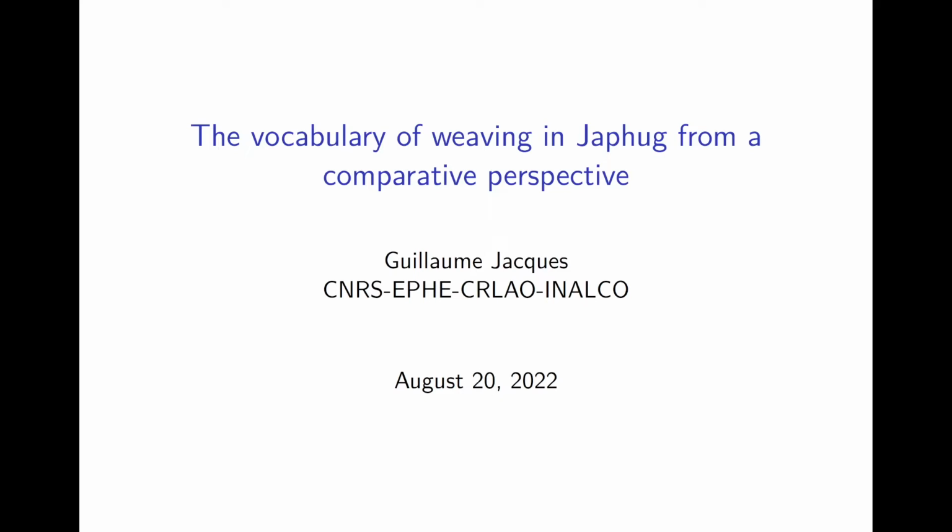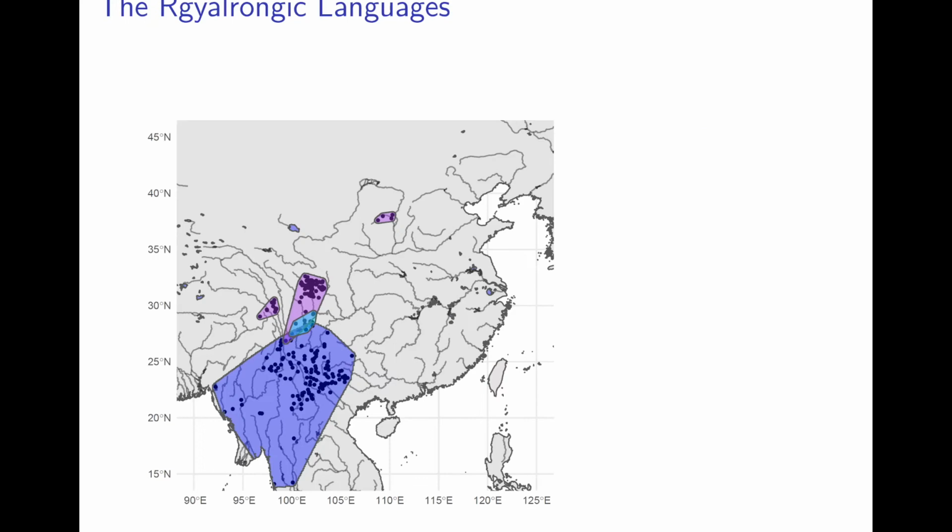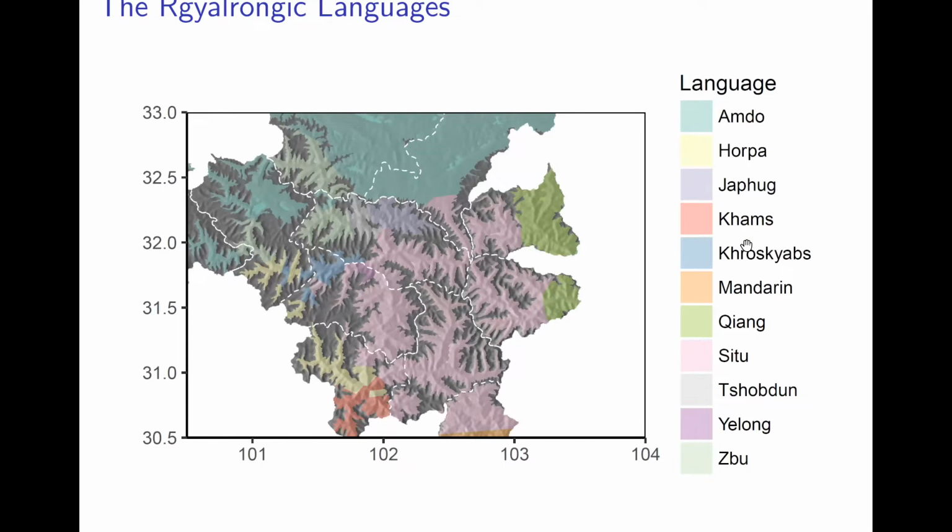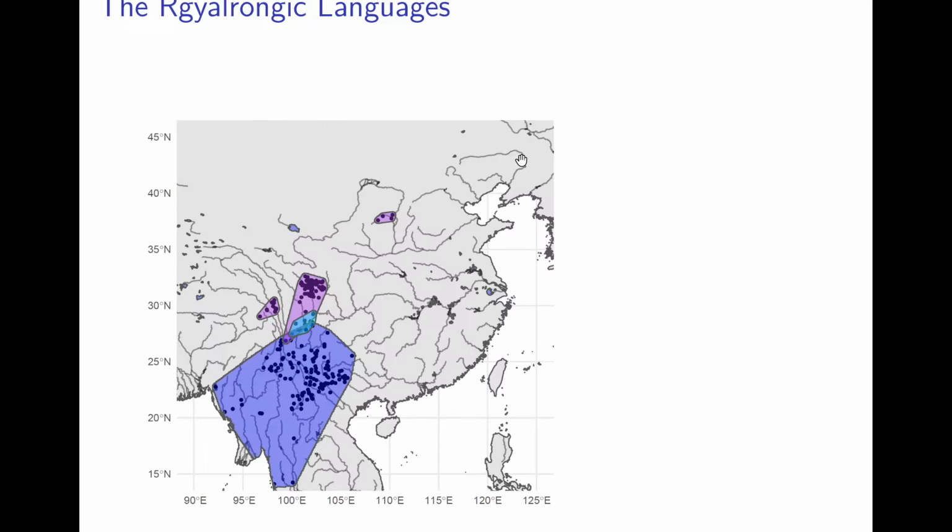So I'm going to talk about Rgyalrongic languages, and one Rgyalrongic language, Japhug, which is spoken here. This is Barkham, a region in Sichuan. Most of you are already familiar, but some who are present today may not know this area well. Barkham is a county in western Sichuan. Rgyalrongic languages are represented on this map in purple, and most of them are located in western Sichuan here.